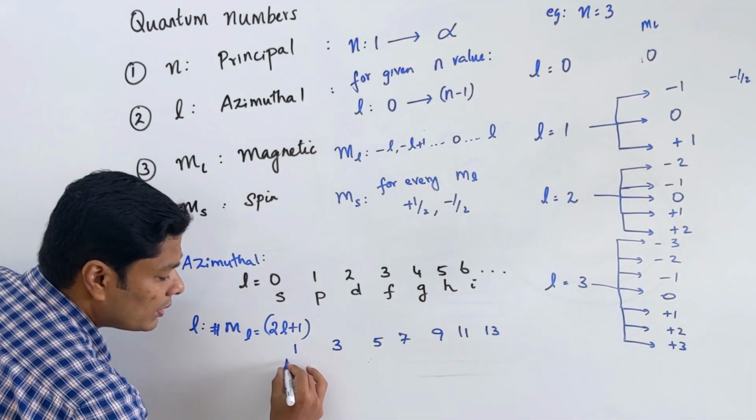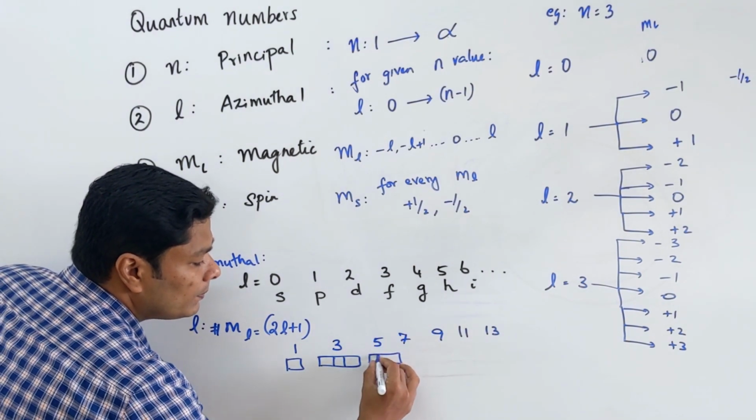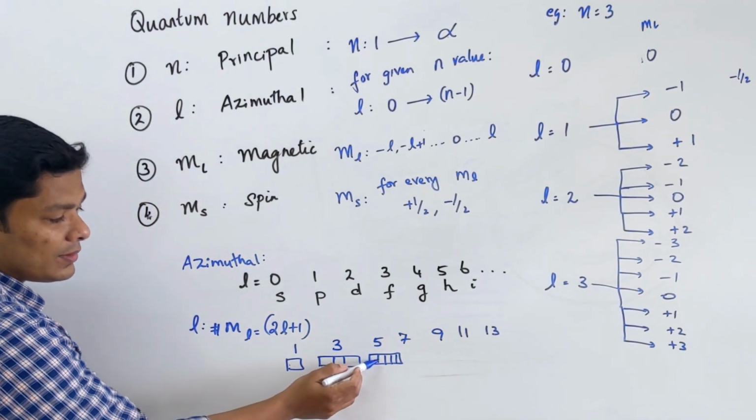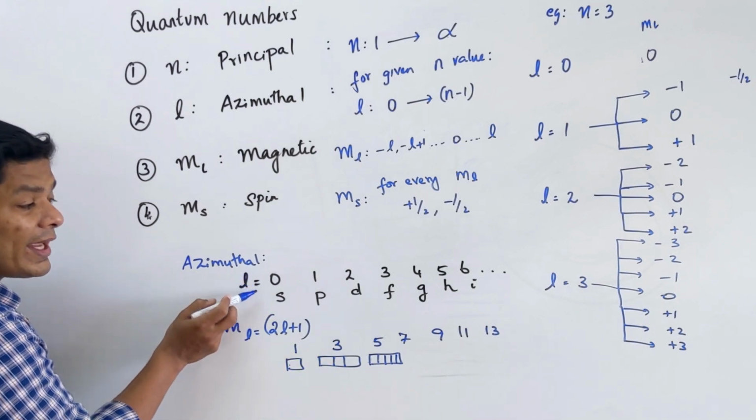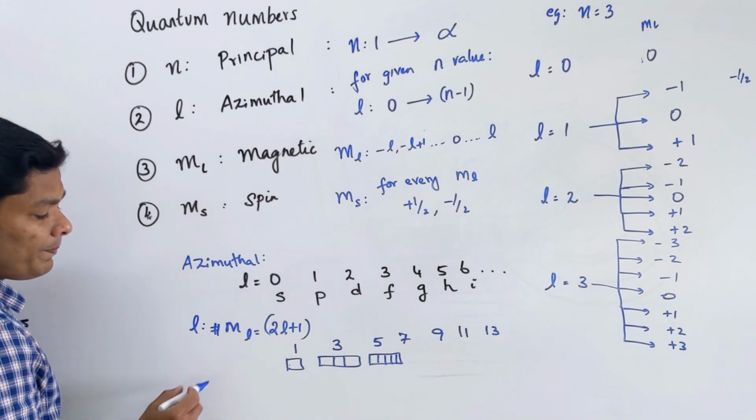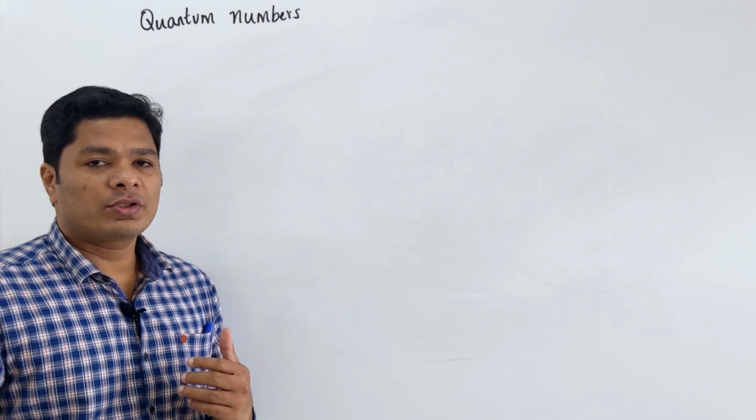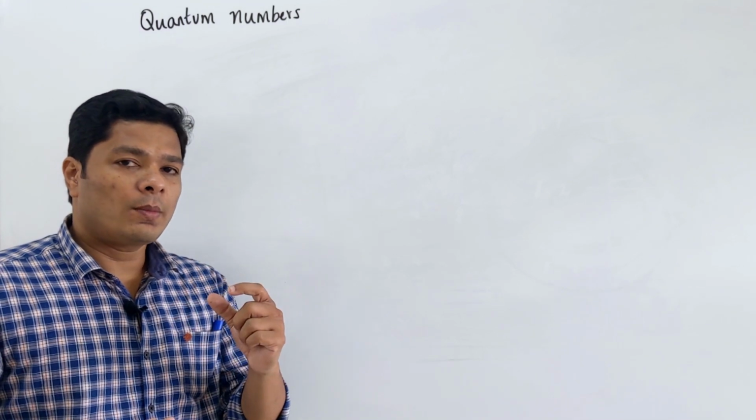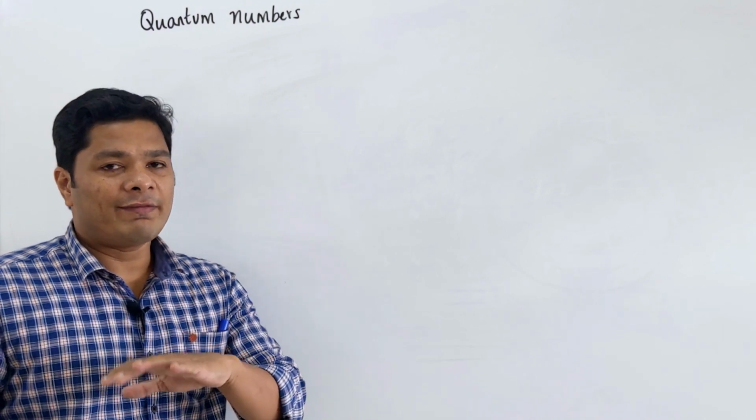And hence we draw these boxes, and so on, 7. So these are basically orbitals, the box diagrams. These are orbitals. It is determined by the L value. L value or energy is determined by n value. Okay, this is how quantum numbers work. I hope you guys are getting an idea about quantum numbers right now. Now, the important thing that you have to know from the quantum numbers is how many orbitals or how many electrons can be present for a given n value or L value.